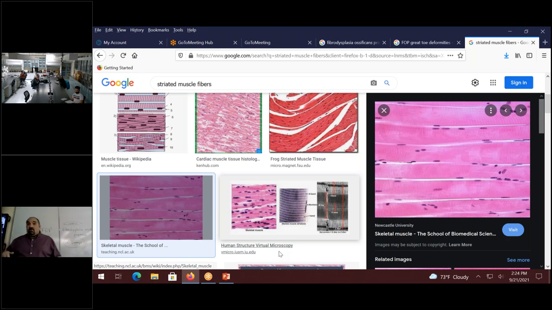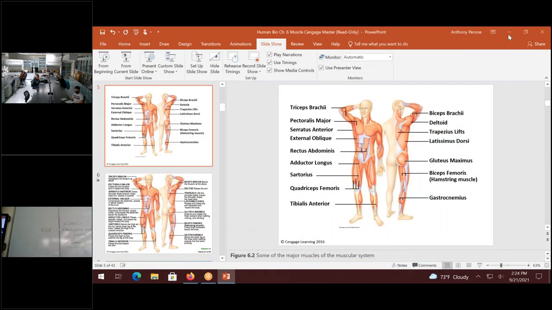So cardiac muscle also has that. The proteins, you say? Yes, there are specific proteins, and we'll look at them a little bit later on in the PowerPoint. And let's go to.